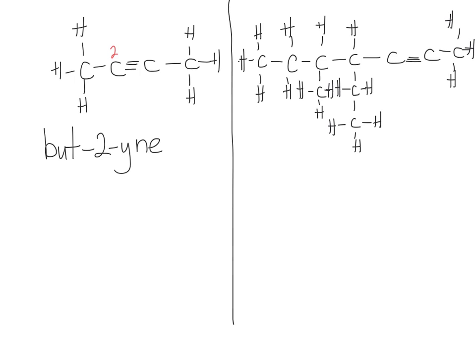Now this one is a little bit different. It's a little complicated. Here's our triple bond. So let's start from this end, which is closest to it, and see if we can find our longest continuous carbon chain that contains that triple bond. 1, 2, 3, 4, 5, 6, 7. All right. So our longest carbon chain is 7, so it's hept.